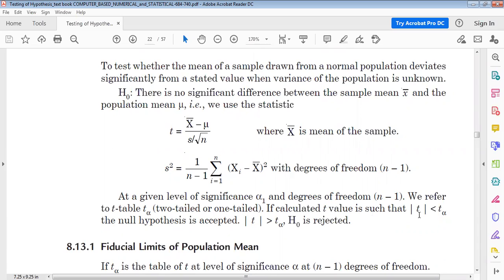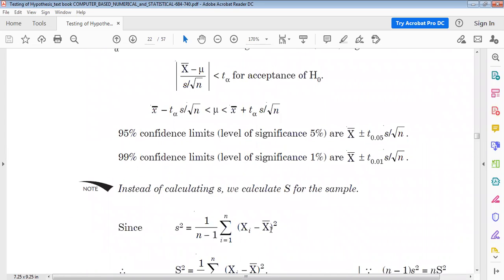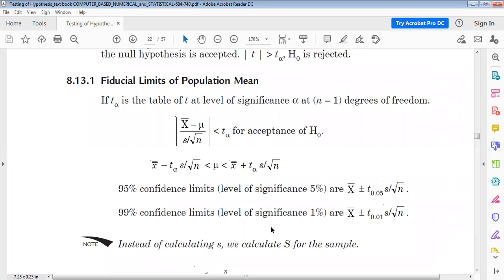If we calculate t values for the critical values, this is for the left tail and this is for the right tail, and H naught is rejected for this. Now this is also the t distribution for the critical values t alpha for the acceptance of H naught, with n minus 1 degrees of freedom. If it is less than or equal to the critical value, we accept the null hypothesis.